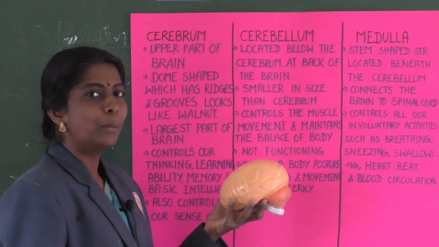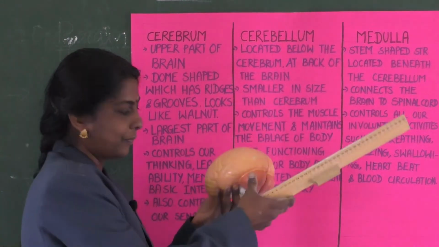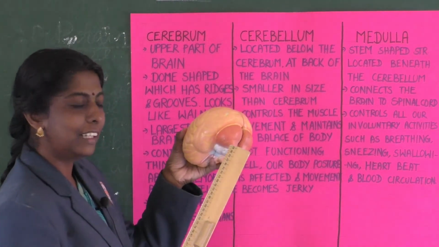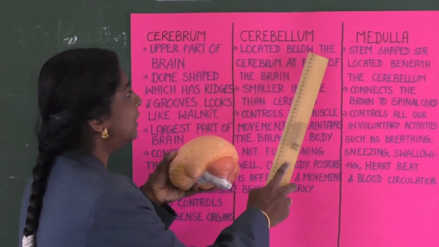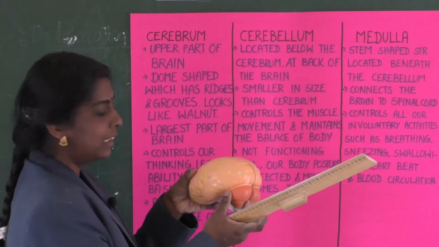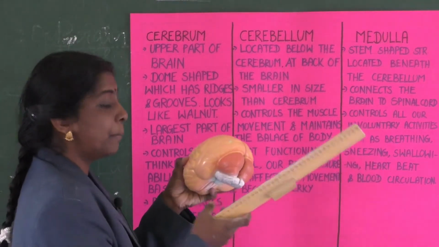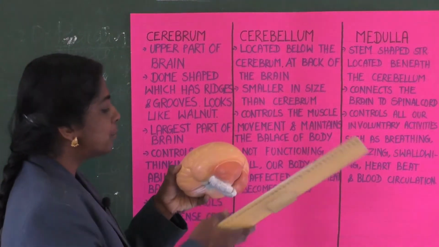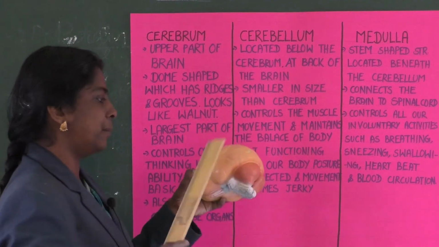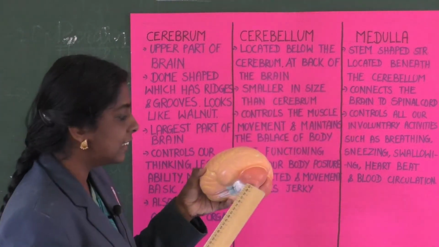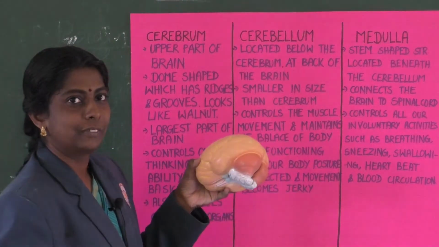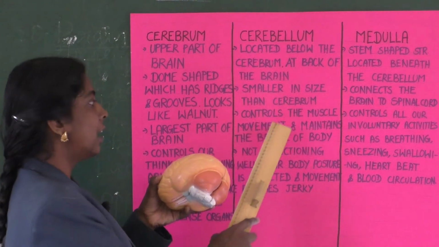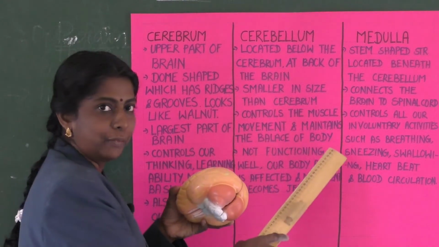Yes children, now the second part, the cerebellum. You can see here, this part is the cerebellum. The cerebellum is located below the cerebrum, at the back of the brain. It is smaller in size than the cerebrum. Clear? Then it controls muscle movement and maintains the balance of the body.